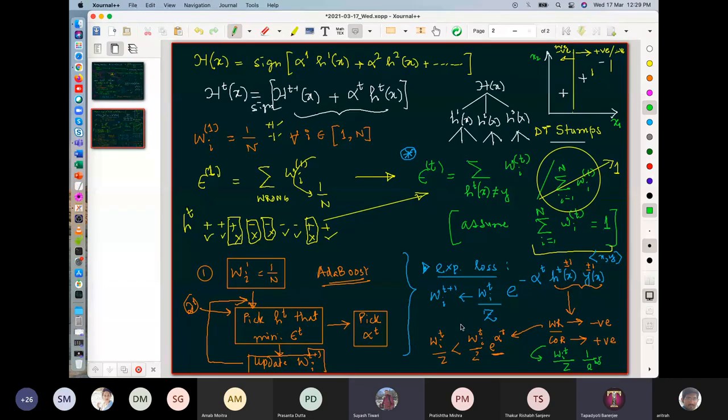Sir, why are we going with the exponential function? I could have written w_i^(t+1) = (1 - alpha_t h_t(x) y(x))... instead of exponential. No, just let me complete the whole explanation of where this exponential comes from. So that's why I told her.